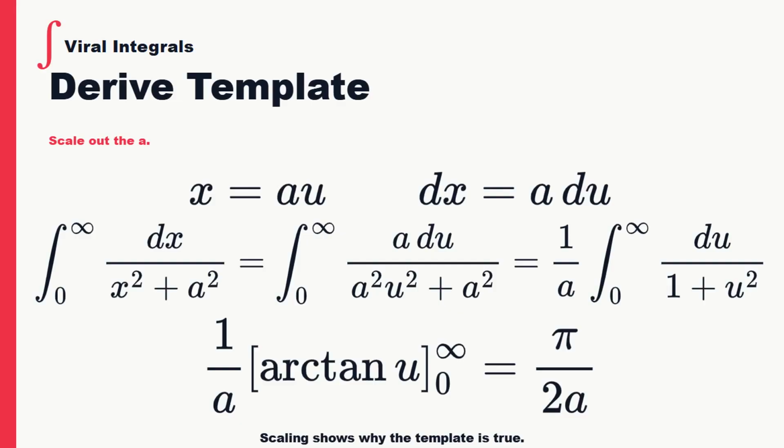To see why the template is true, scale x by a. That turns the denominator into a squared times 1 plus u squared, and the remaining integral is the usual arctangent endpoint.